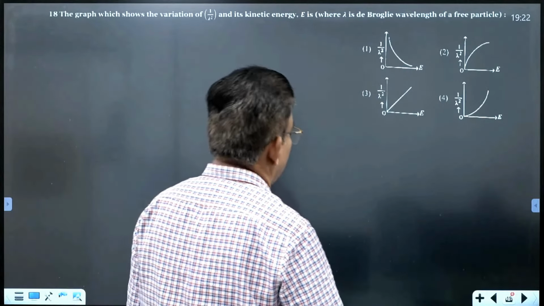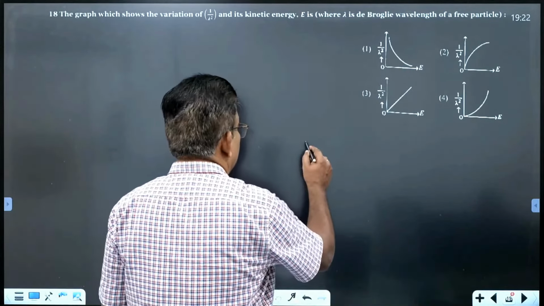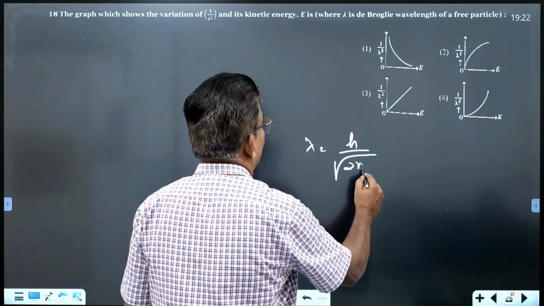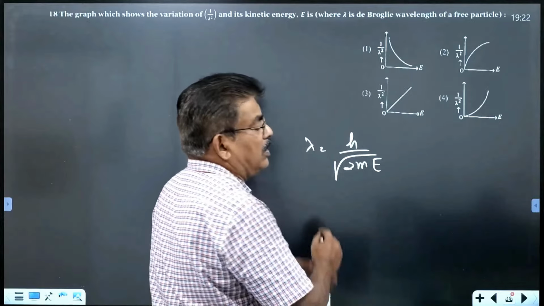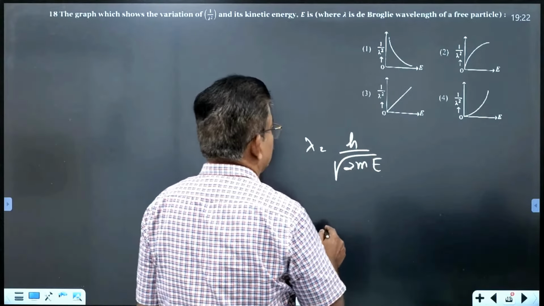Now coming to the case of variation of 1 by lambda square and its kinetic energy. Lambda is the de Broglie wavelength. Simple question. Look, de Broglie wavelength is given by h by root of 2mE. So we have done this many times, but we want it in terms of lambda square.